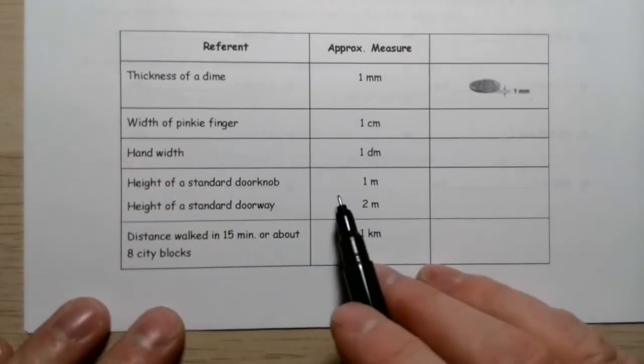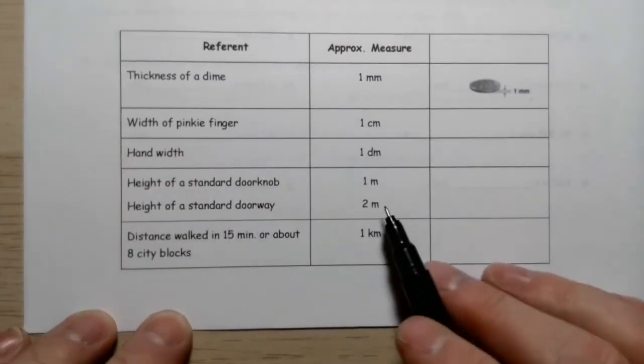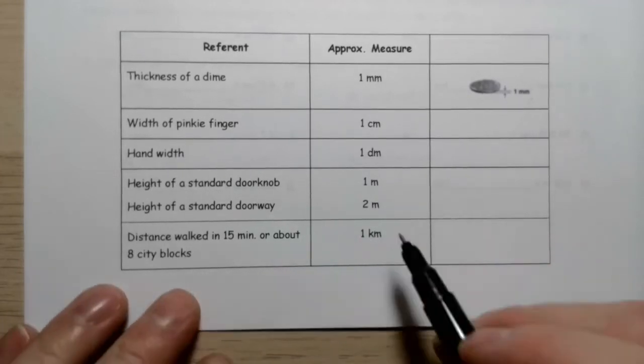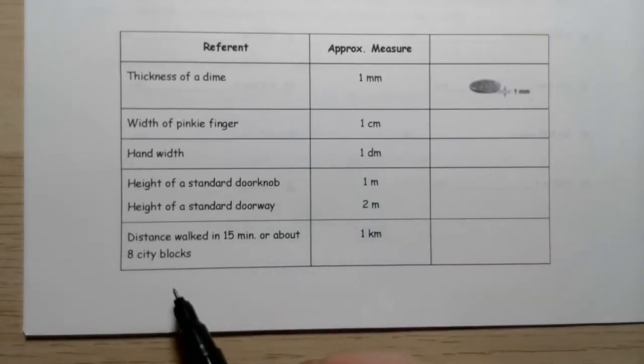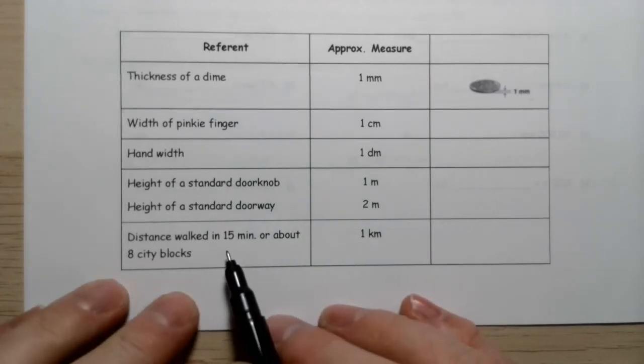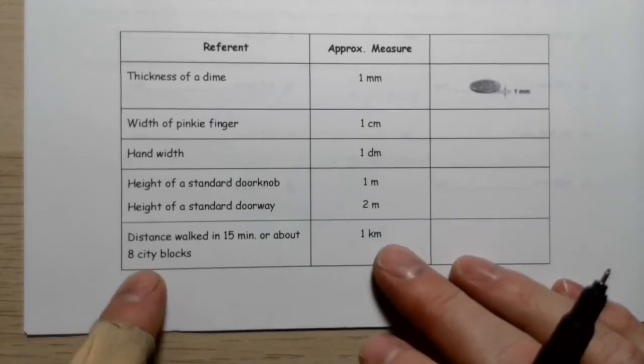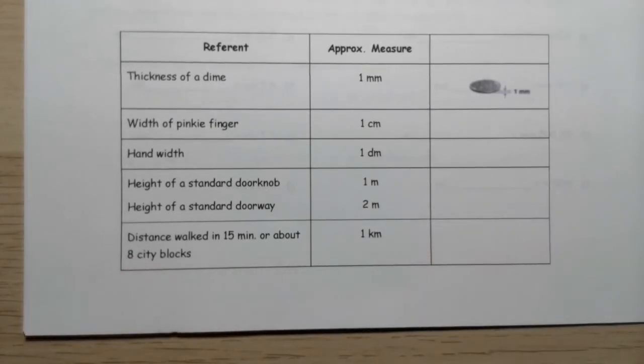Now, I'm not going to be able to show you this here, but the height of a standard doorknob on a door is about 1 meter, and the height of a standard doorway is roughly 2 meters. And if you're just an average person walking around, it'll take you about 15 minutes or so to walk a kilometer. Or it's about 8 city blocks.